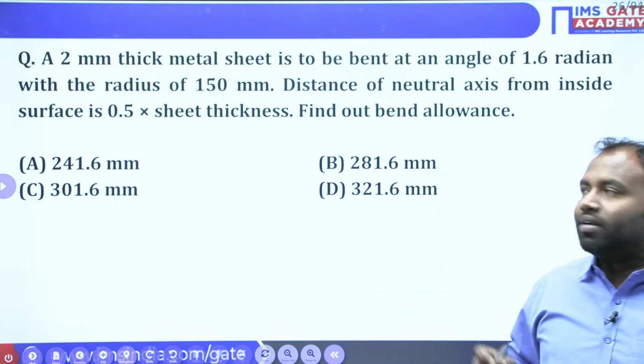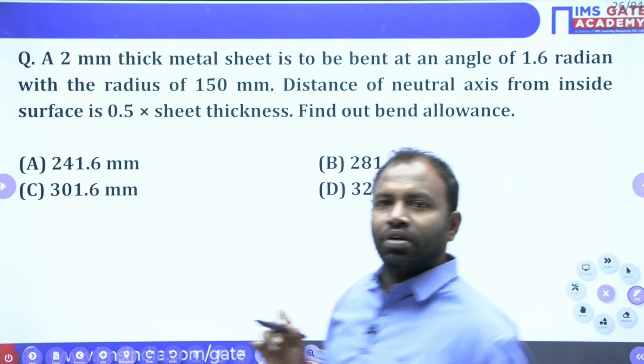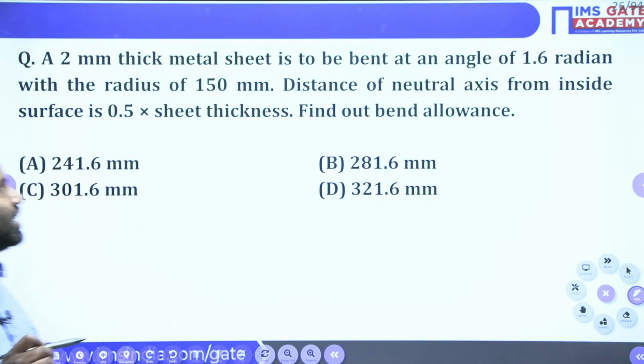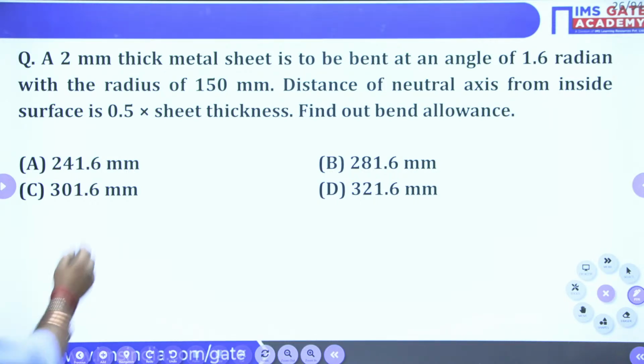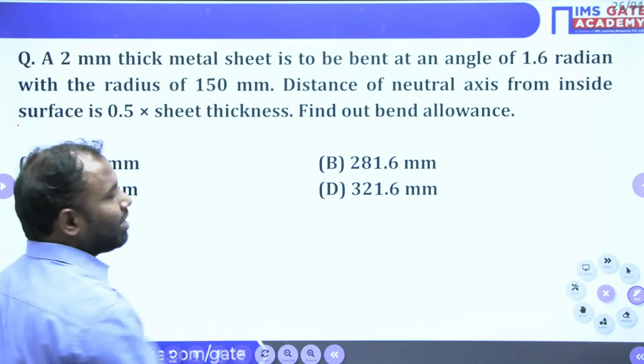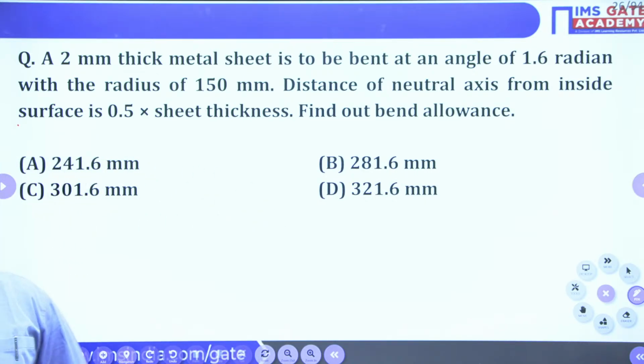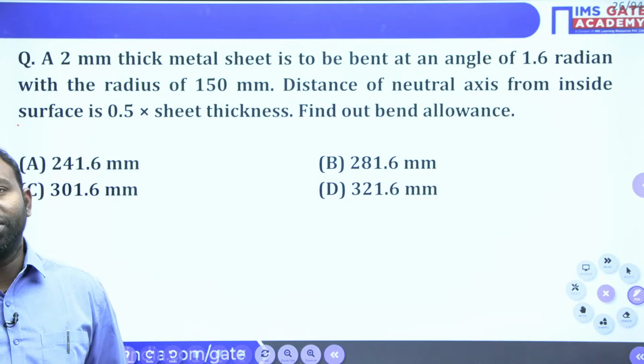Right, now let me go for solving this question. A 2 mm thick metal sheet is to be bent at an angle of 1.6 radians with a radius of 150 mm. Distance of neutral axis from inside surface is 0.5 of the sheet thickness. Find the bending allowance. So here it is related to the bending allowance.